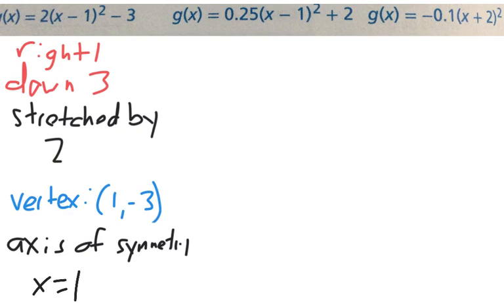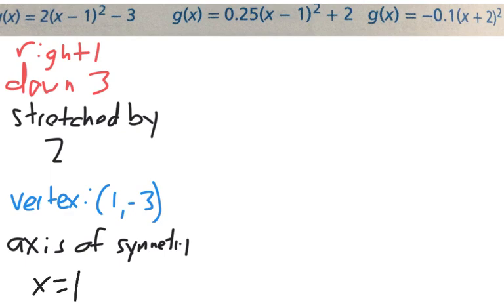X equals 1. Okay? What's the big thing that's different here? It's a negative. There's a negative 0.1. So we are going to go left 2, down 1. It's going to be a compression by 0.1. What's the negative going to do? It's going to open it down. Remember, if the A term is negative, it's going to make the parabola open down.